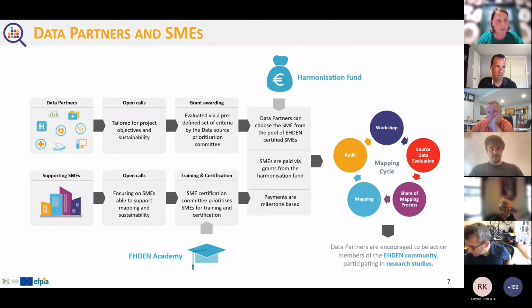And on the other hand, we have the training of the SMEs. These are small and medium enterprises that are trained by EHDEN and certified so that they can execute the OMOP conversion of the data partners' data.